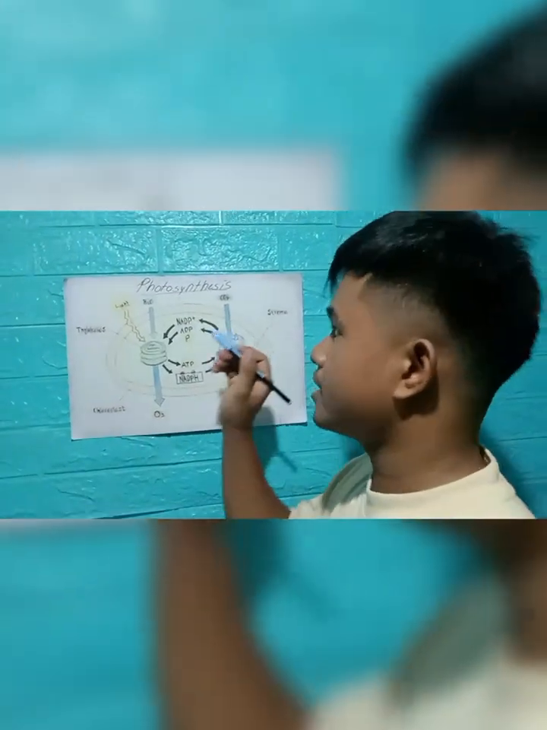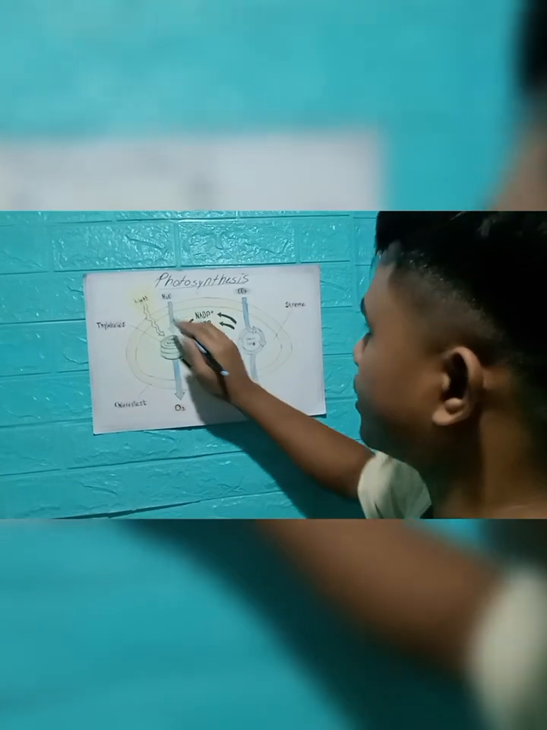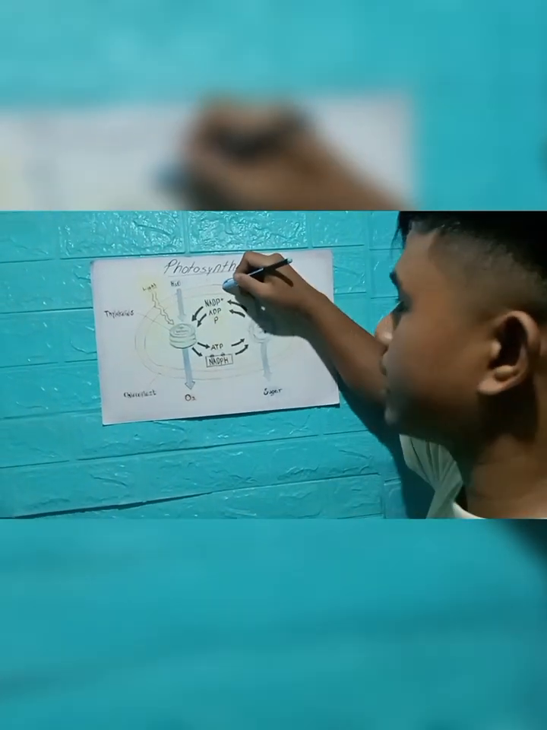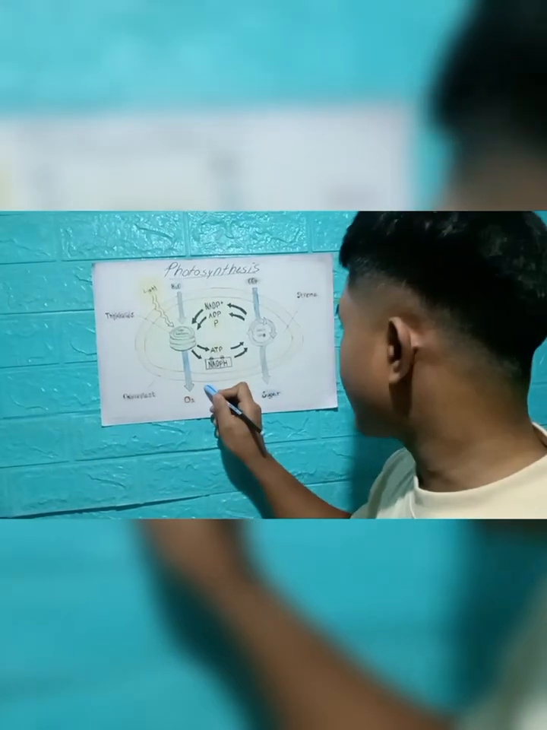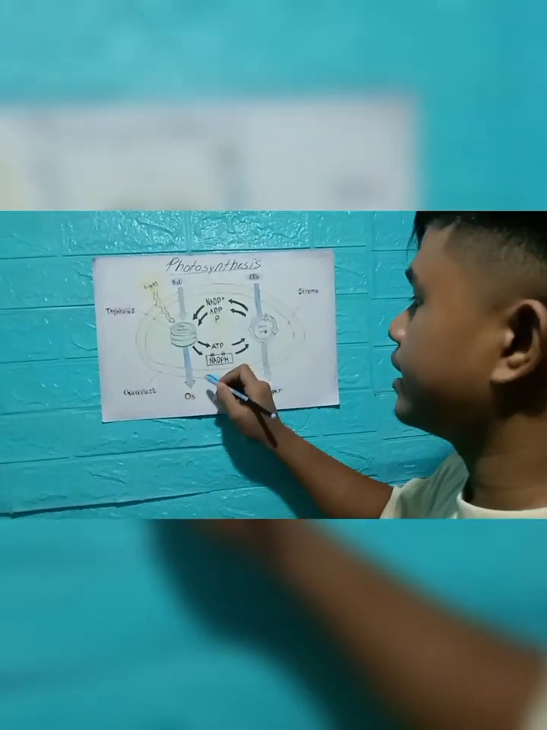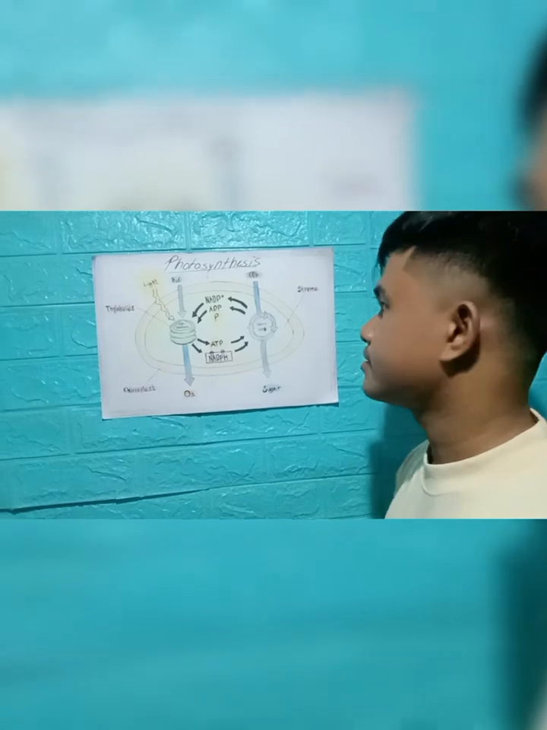The reactants of the light-dependent reaction are H2O, NADP plus, and ADP phosphate. And the products are oxygen gas, ATP, and NADPH.